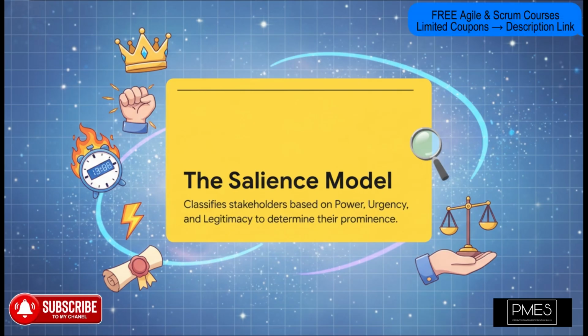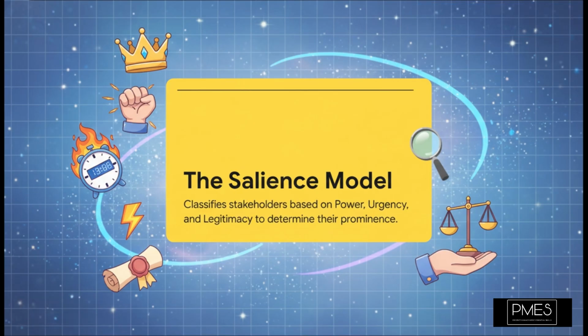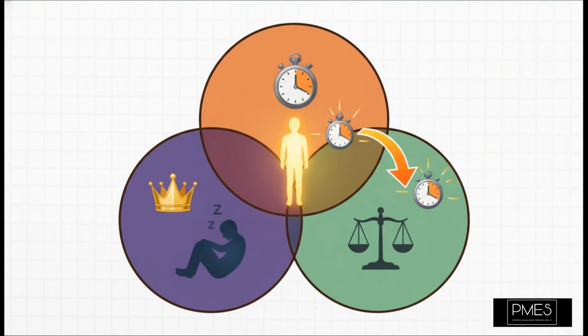And those 3 attributes are power to actually influence things, the urgency of their request, and the legitimacy of their involvement in the first place. And the real gold is where all 3 of those circles overlap. Anyone who has all 3, power, urgency, and legitimacy, is what we call a definitive stakeholder. These are your absolute, non-negotiable top priorities.